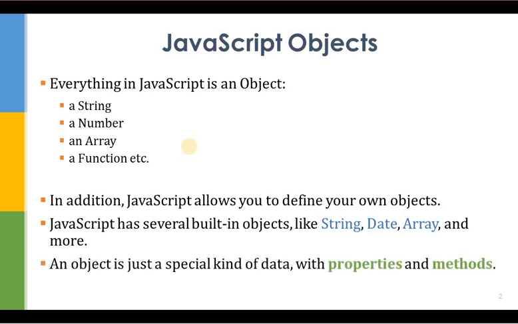An object is just a special kind of data with properties and methods. For example, if I talk about my human body, it has certain properties like skin tone, organs, height, weight, like that. And methods are the activities that a particular object can do. For example, a human can walk, talk, work, think. So these are the methods related to the human object.